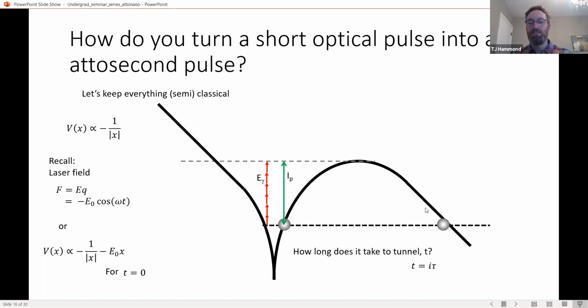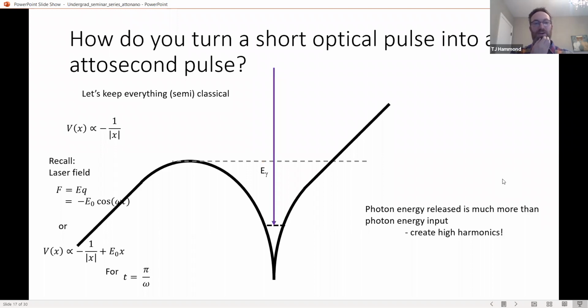But the part that tunneled will be driven away, and then eventually, because it's an oscillating laser field, this thing oscillates, it drives one way and then drives back the other way, and that will pull the electron back in. And when that pulls this electron back to the parent ion, it will then release this photon, and this photon E gamma will be huge. It creates really high harmonics.